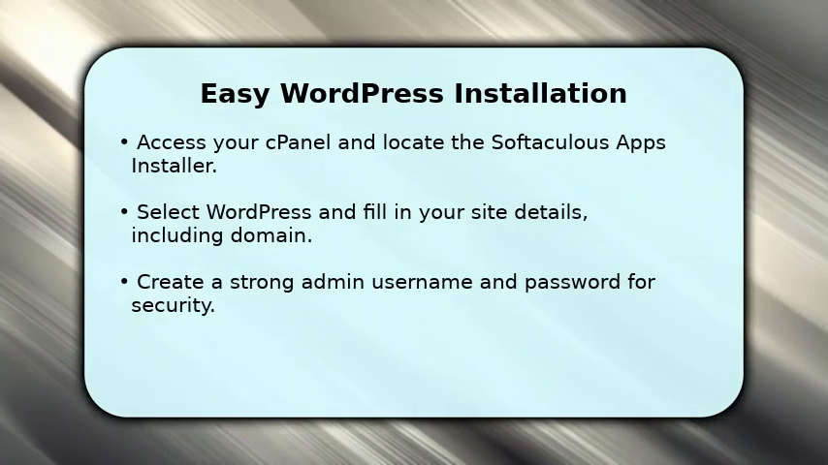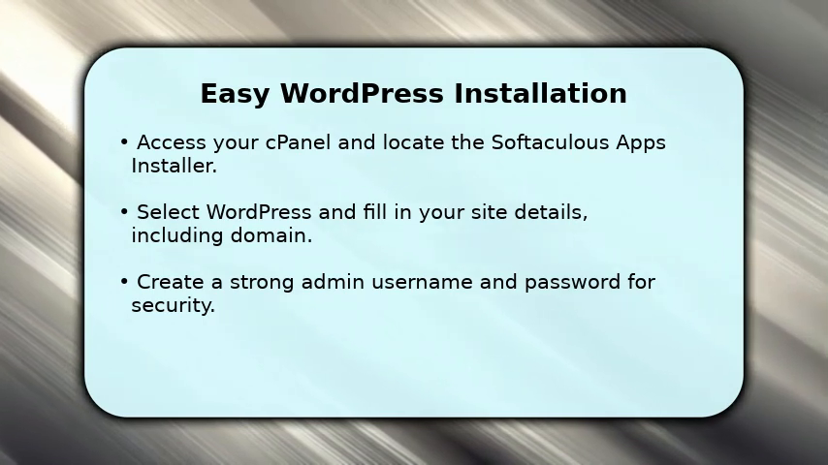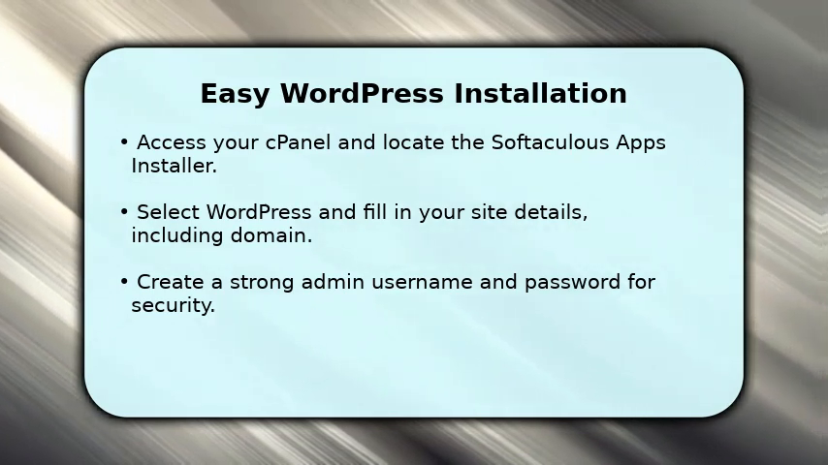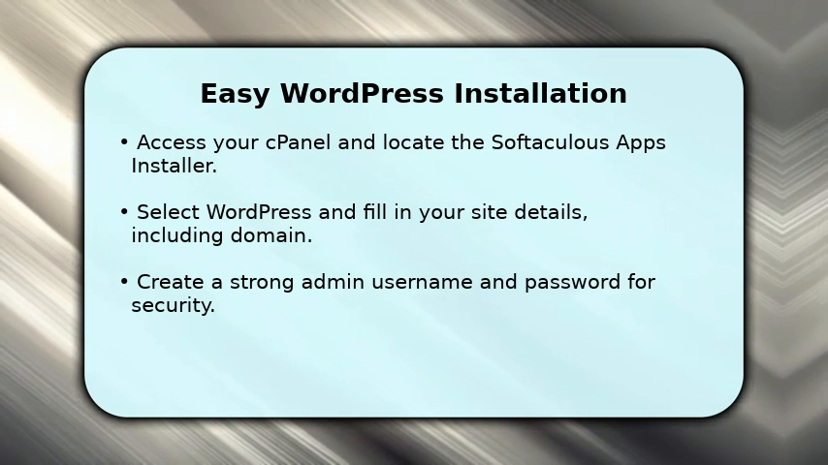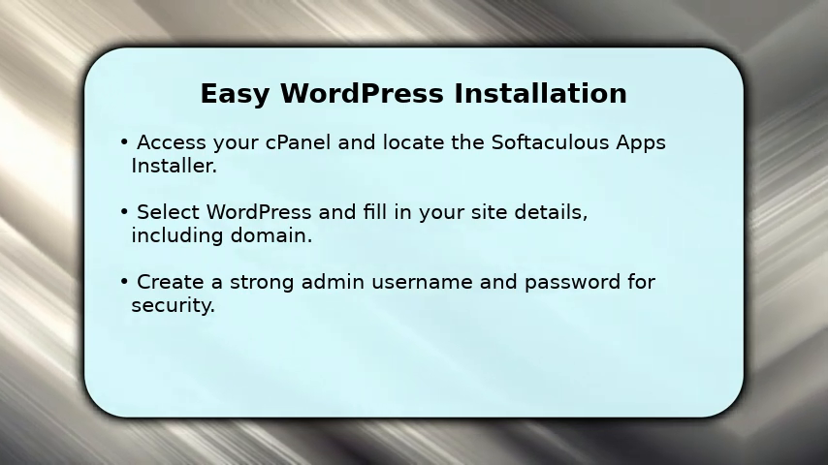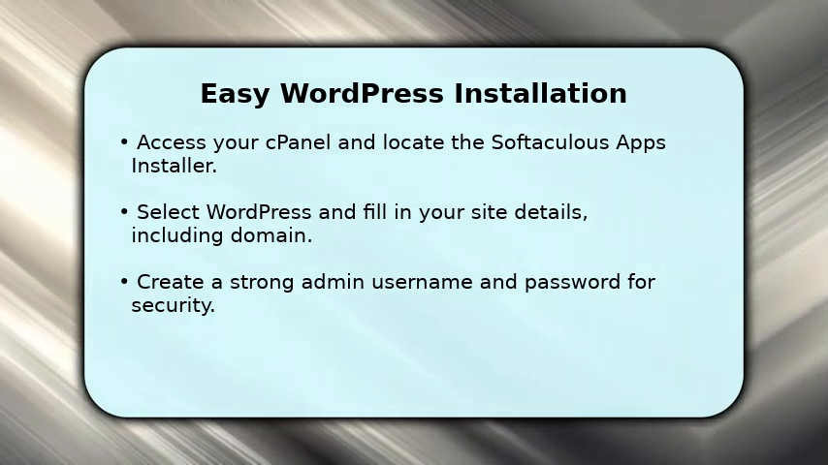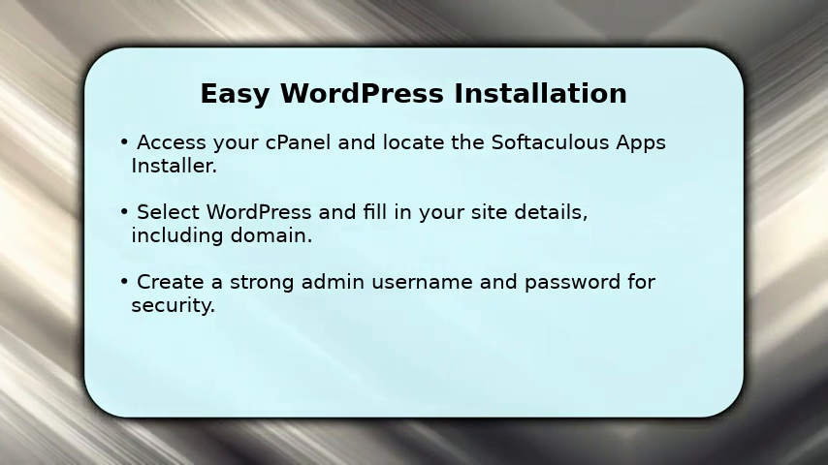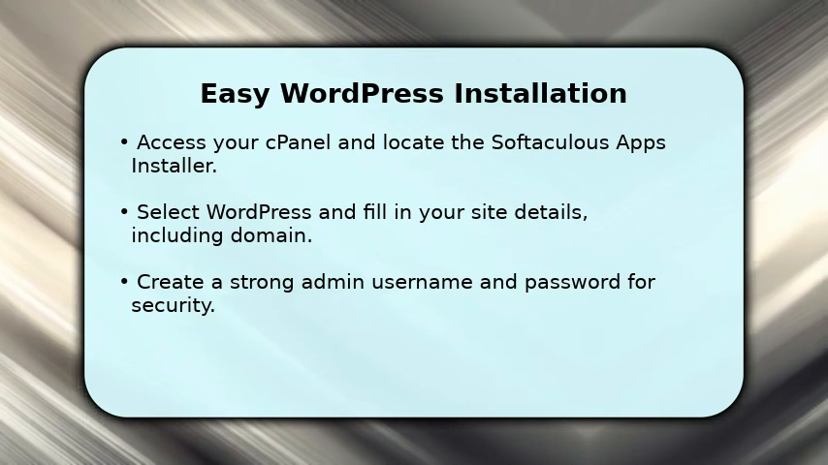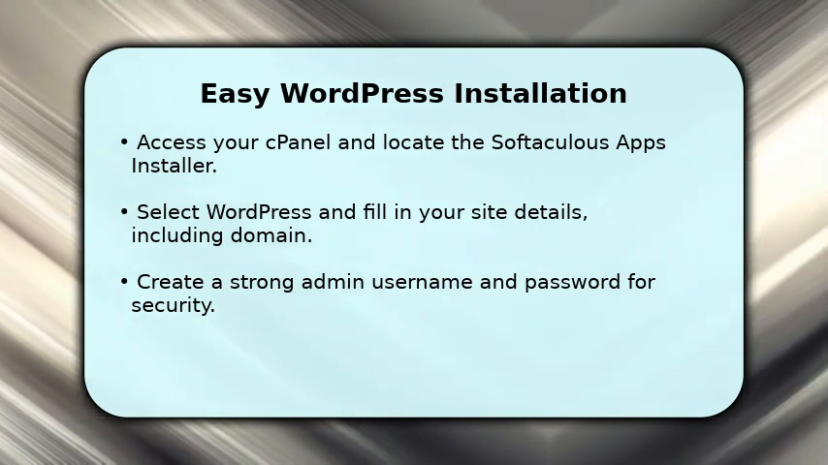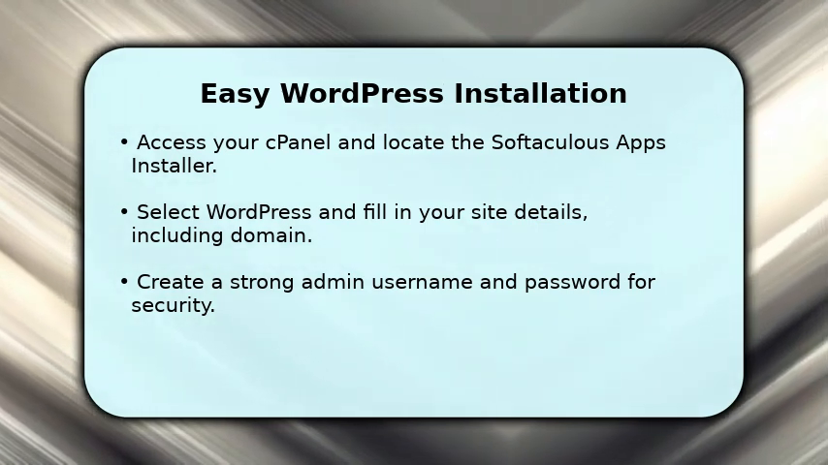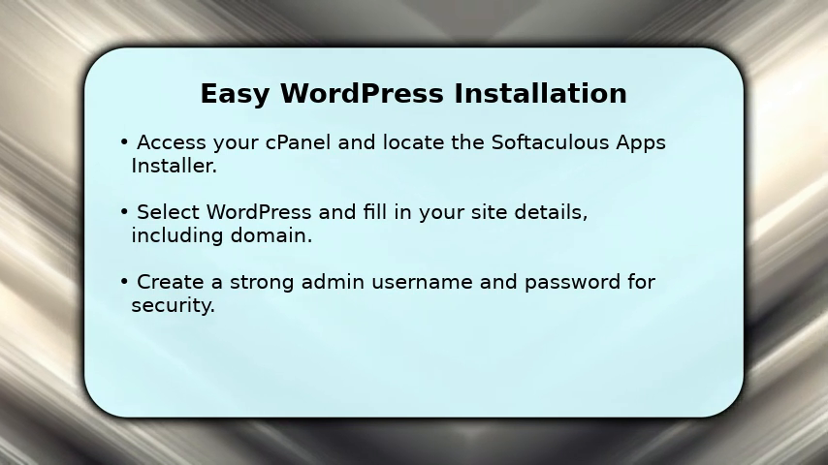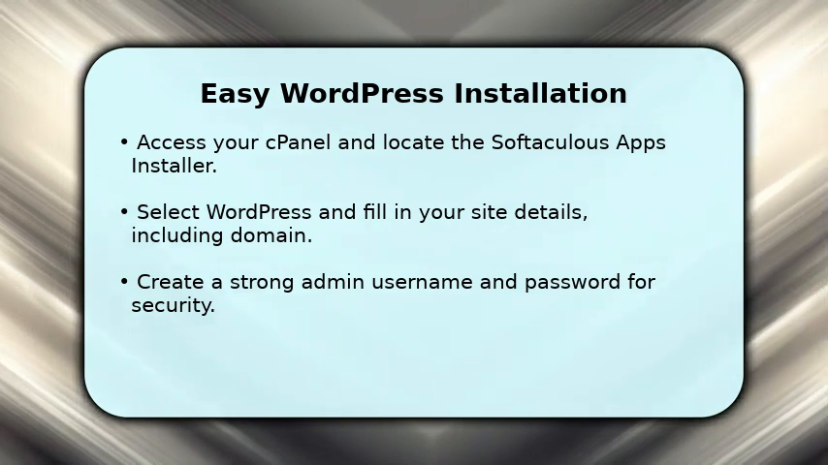Installing WordPress is quite simple with Namecheap Softaculous. First, log into your cPanel and find the Softaculous Apps Installer icon. Click on the WordPress logo, then the Install tab. You'll need to choose your domain, specify a directory if desired, and create a unique admin username and a strong password. Remember to use a password with at least 12 characters, including numbers and symbols, for robust security.